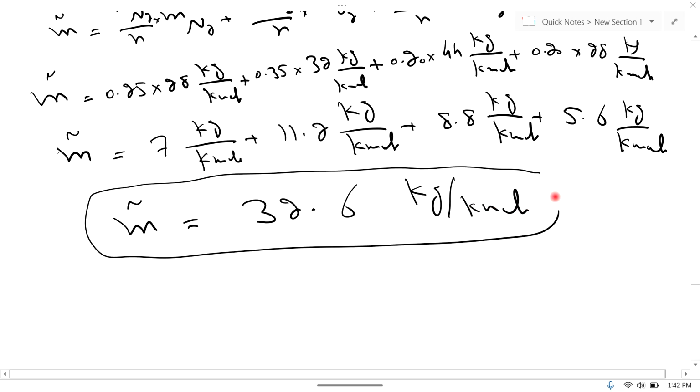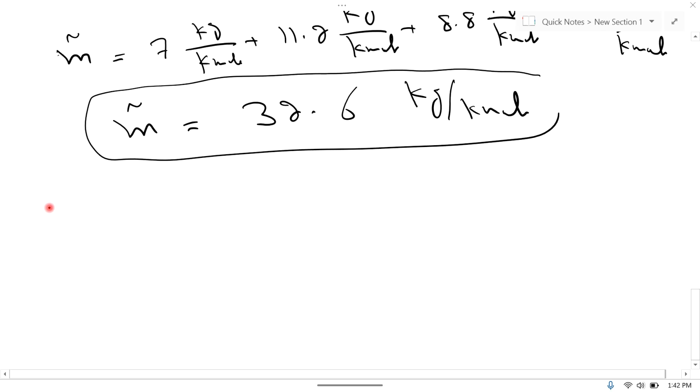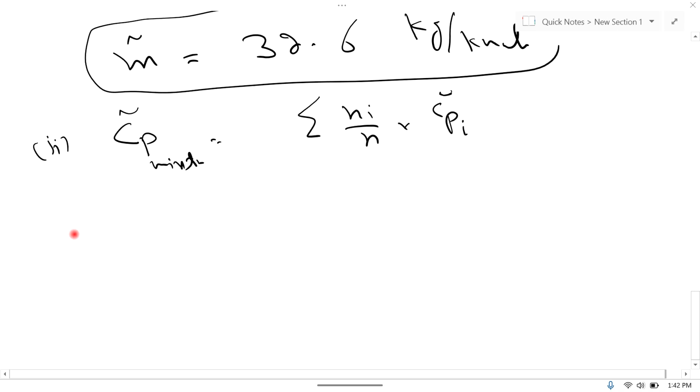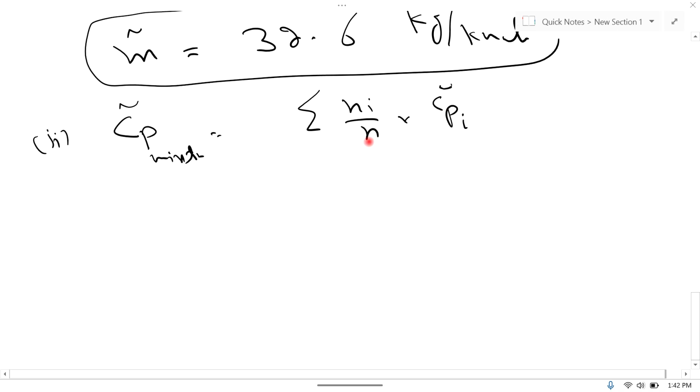Now to find Cp dash for the mixture. So the formula for Cp dash is equal to summation of mole fraction multiplied by molar specific heat, where summation means sum over all the constituents.